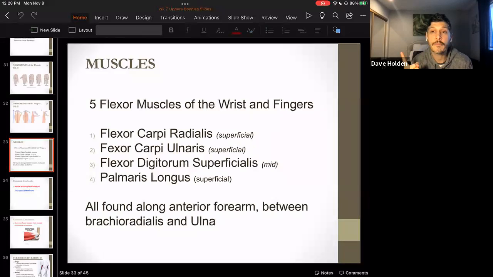The middle name, carpi or digitorum, tells me what structure is being flexed. So if we're flexing the wrist, it looks like this. If we're flexing the digits, it looks like this. Notice the two separate joints that these movements occur. Radialis and ulnaris tells me where, like which side of the wrist the muscle is inserting. So we have a flexor on the radial side and a flexor on the ulnar side. The superficialis is superficial, but it's the one flexing the digits.